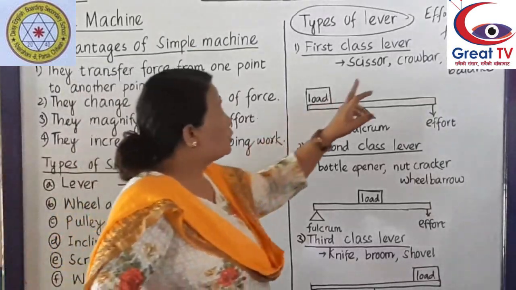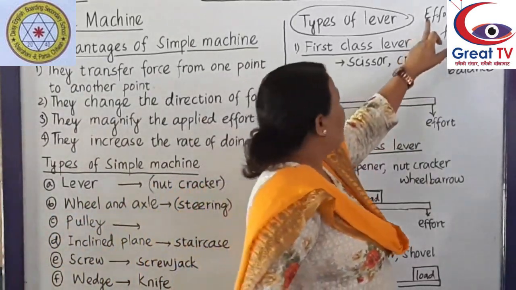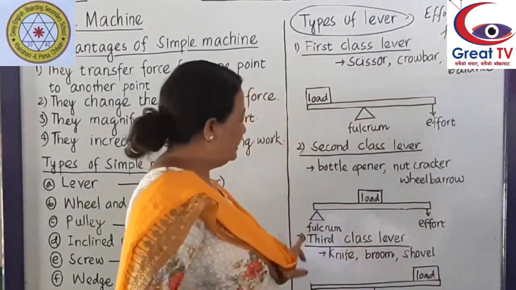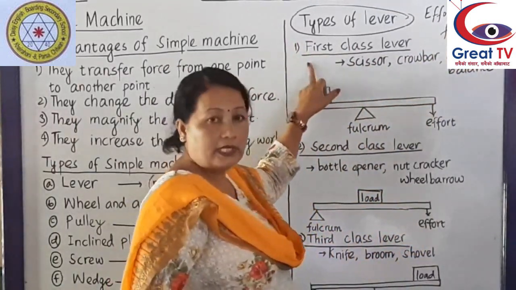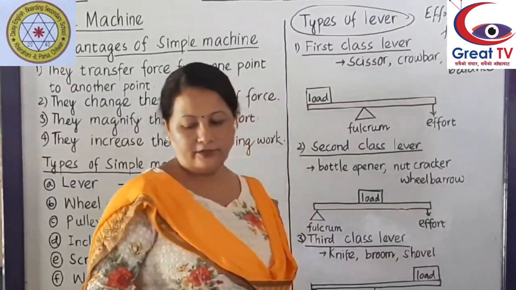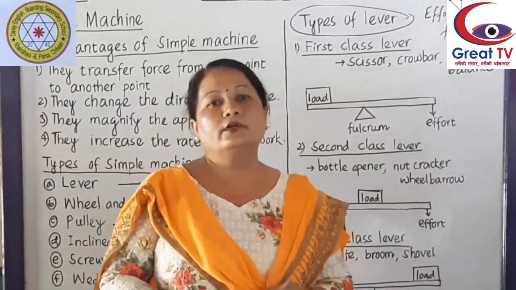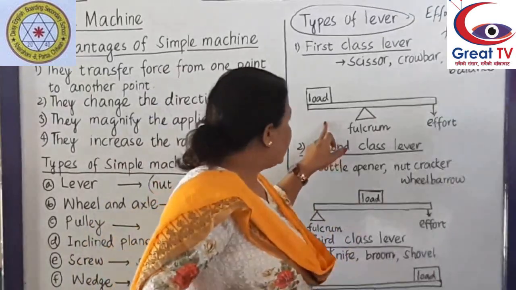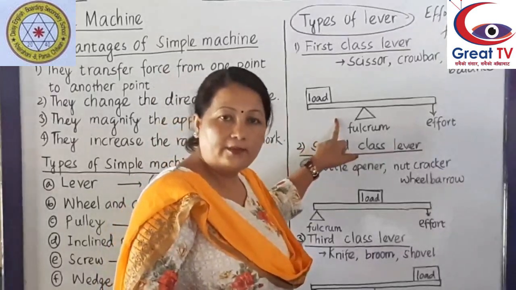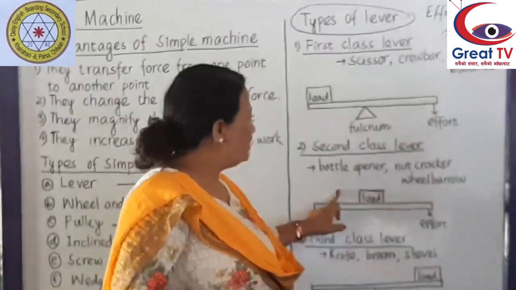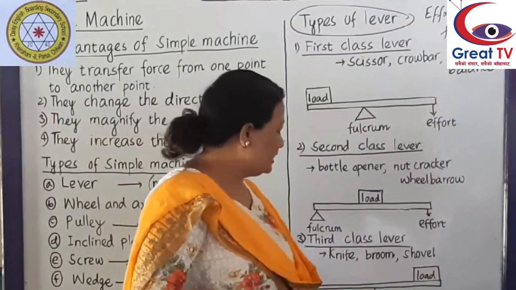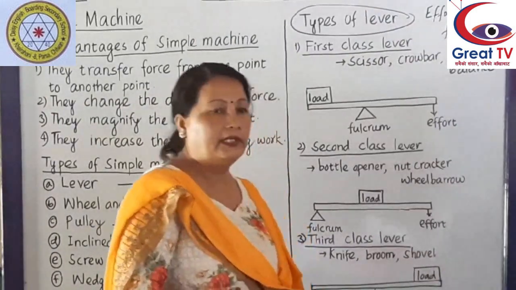Now, based on the position of effort, load and fulcrum, a lever is divided into 3 types: first class lever, second class lever and third class lever. In a first class lever, what is in the middle? Fulcrum is in the middle. In a second class lever, load is in the middle. And in a third class lever, effort is in the middle.